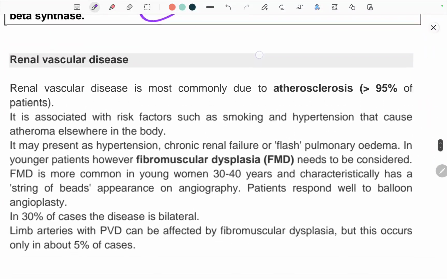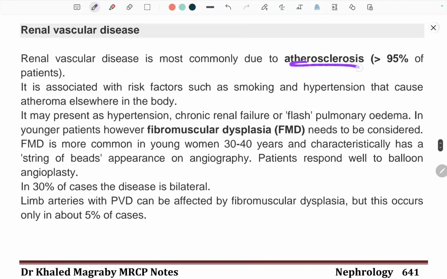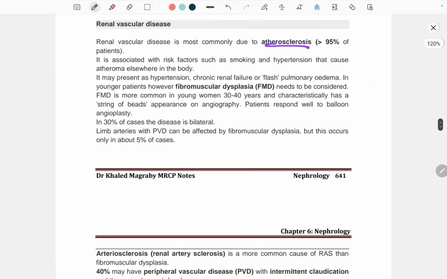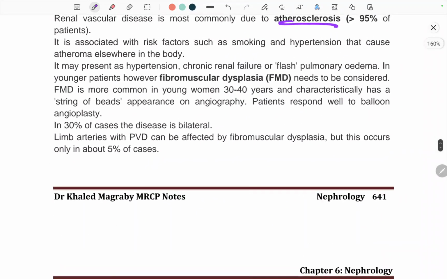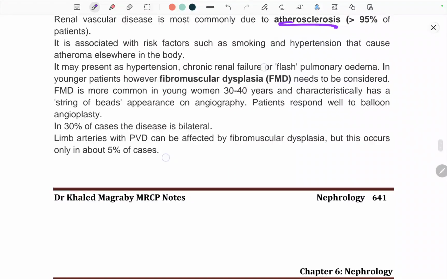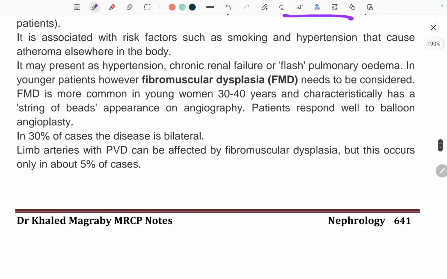Renal vascular disease is commonly due to atherosclerosis. More than 95% of the patients are associated with risk factors such as smoking and hypertension that cause atheroma elsewhere in the body. It may present as hypertension, chronic kidney failure, or flash pulmonary edema. In younger patients, however, fibromuscular dysplasia needs to be considered.